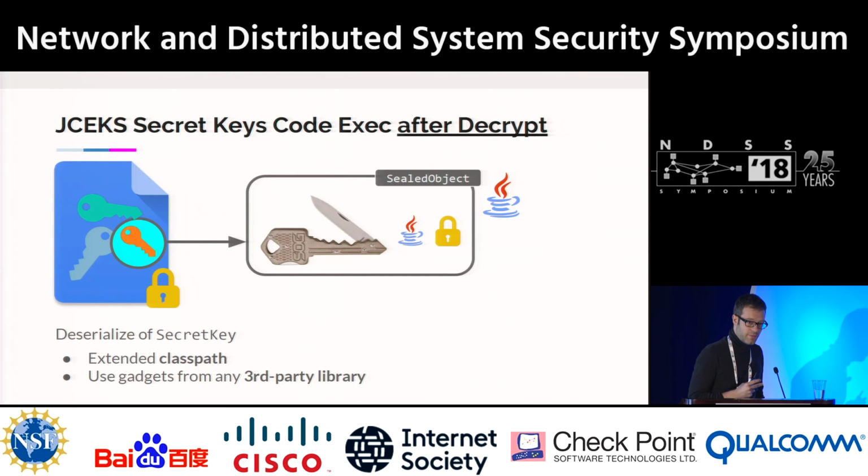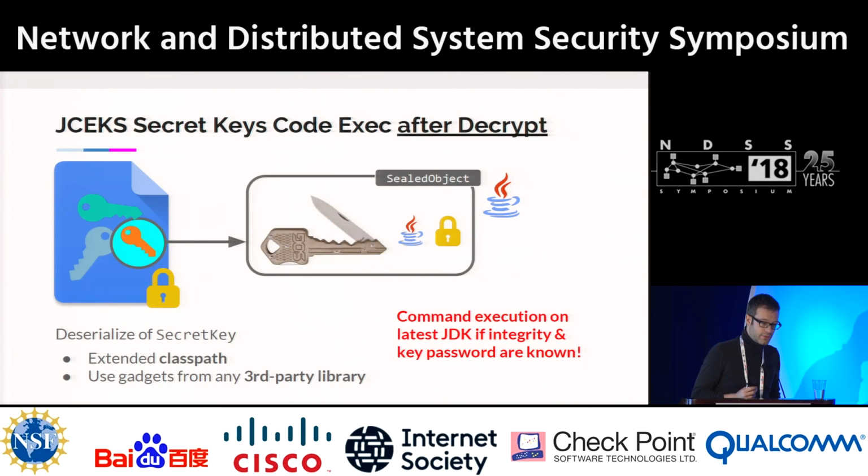This is even better than the previous case, because you are using a different deserialization routine, the one provided by the sealed object, so you can access a wider class path. And you can also use code gadgets found within third-party libraries, such as Apache Commons Collections, for example. By doing so, if you know the integrity password and the password that provides confidentiality of that key, we were able to obtain command execution even on the latest JDK. Okay? This is not yet fixed, so we are basically dropping a 0-day right now.